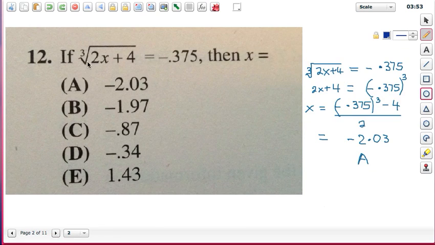Cube root of 2x plus 4 is equal to negative 0.375. You cube both sides to get rid of the cube root, and you have 2x plus 4 equals negative 0.375 cubed. Solving for x, you minus 4, divide by 2, plug the whole thing in your calculator, and you get negative 2.03, and the answer is A.